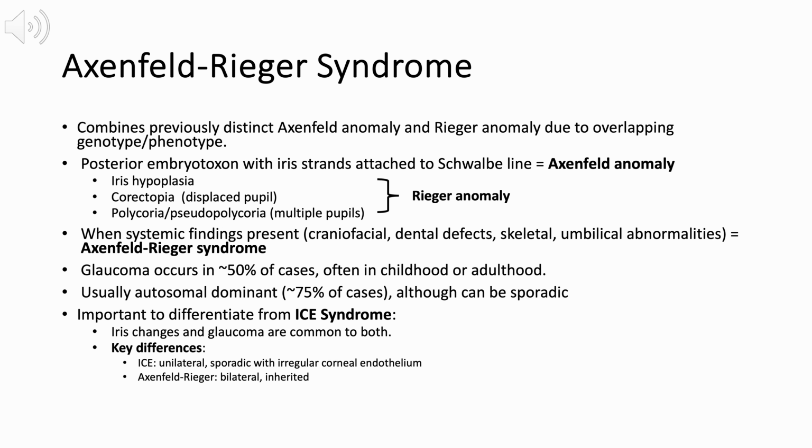The syndrome is usually inherited in an autosomal dominant pattern, about 75% of cases, but can also occur sporadically. Glaucoma develops in roughly 50% of individuals, which can occur either during childhood or adulthood. A key clinical distinction must be made between Axenfeld-Rieger and ICE, iridocorneal endothelial syndrome, which also features iris changes and glaucoma. ICE is typically unilateral and sporadic with irregular corneal endothelium, while Axenfeld-Rieger is bilateral and inherited.